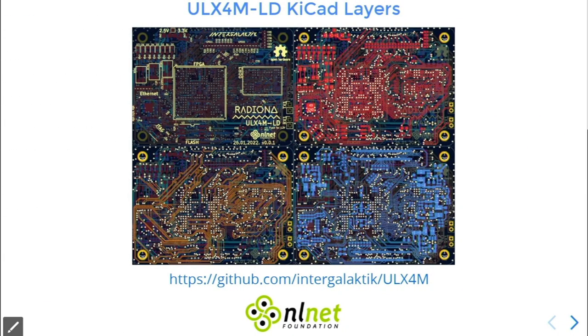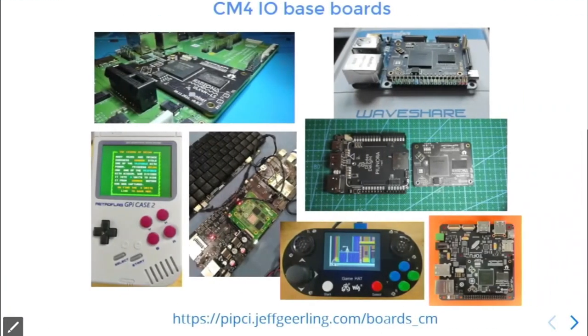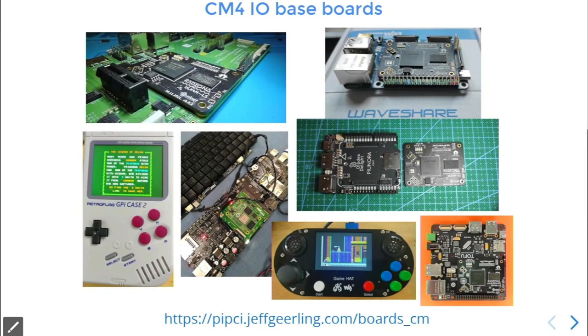ULX4M is now 6 layer. There are 3 signal layers, 2 ground planes, and 1 power plane. As I already mentioned, the boards are fully available, and you can check the design at Intergalactic. As for compatibility, for the moment, we have released the first version of the board. We are buying lots of already designed IO boards and fixing compatibility issues if they arise.